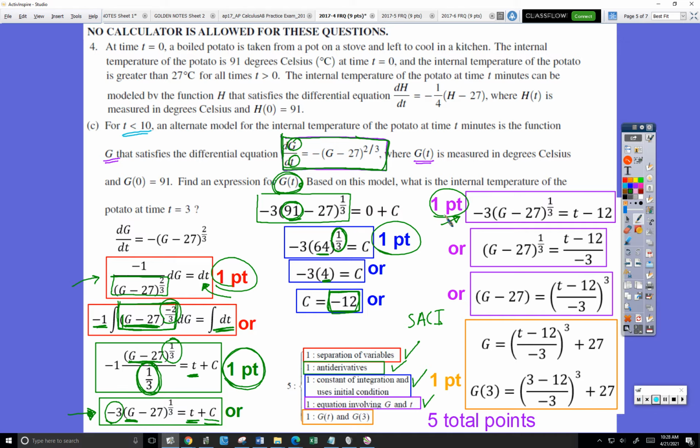Now if you're trying to get the g alone to get this very last point, we've got to get rid of the 3. So we multiply both sides by negative 1/3. That got me to here. Now we've got to get rid of the 1/3, which means cube root, so we cube both sides. Then we would have to add the 27. Then they ask, what is the internal temperature at time equal 3, which means plug in a 3. You don't need to do any simplification. Here doesn't count yet. Here's isolating the g. You had to do that and plug in the 3, and that's how you got this 5th and final point. So 5 points total.